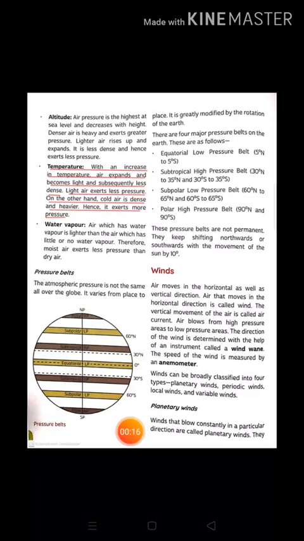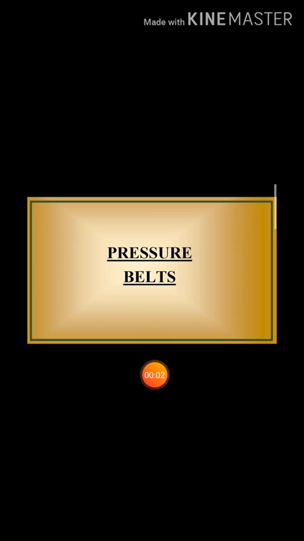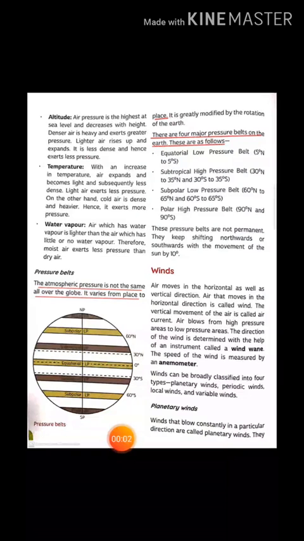On the other hand, if an area is cold and has cold and heavy air, it exerts more or high pressure. Water vapor. In this, the air which has water vapor is lighter than the air which has little or no water vapor. Now we will understand the pressure belts of the earth. Atmospheric pressure is not the same all over the world. It changes from place to place.